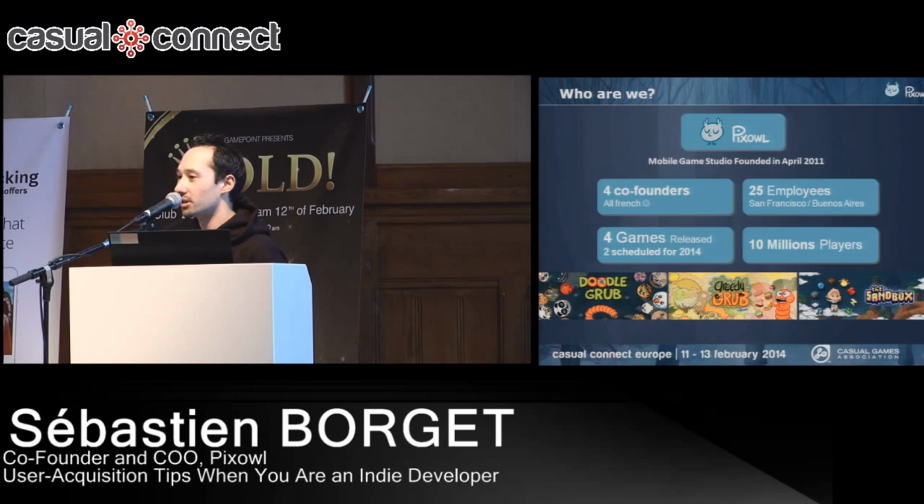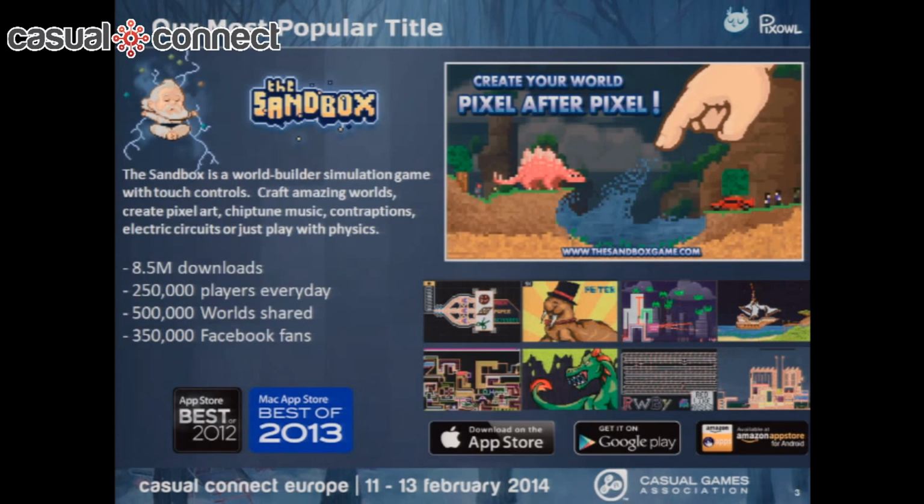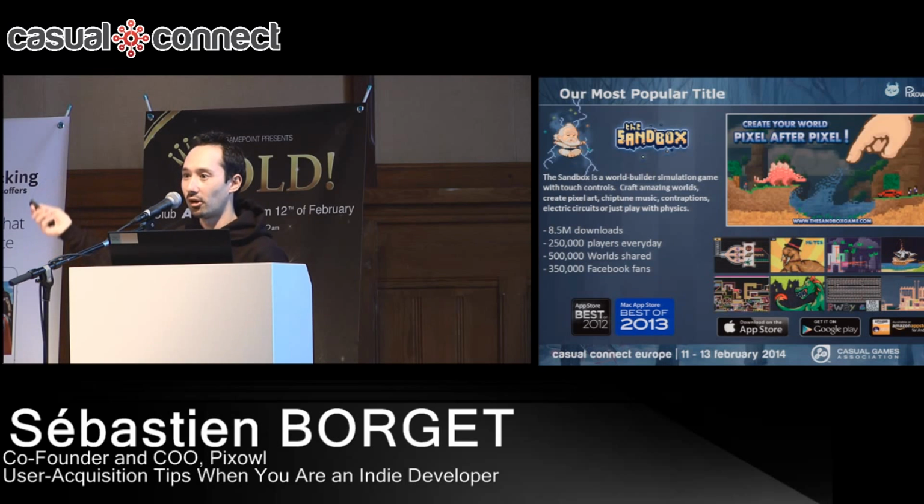Pixel is a mobile game studio created in April 2011. We're 25 people between San Francisco and Buenos Aires, and we have released 4 games so far, which now accumulate over 10 million players. You might have played one of those: Doodle Grub, Greedy Grub, or the Sandbox. The Sandbox is now our most popular title, and that's the one I will be mentioning the most in this presentation because I applied all the techniques to this game and it worked quite well for us so far.